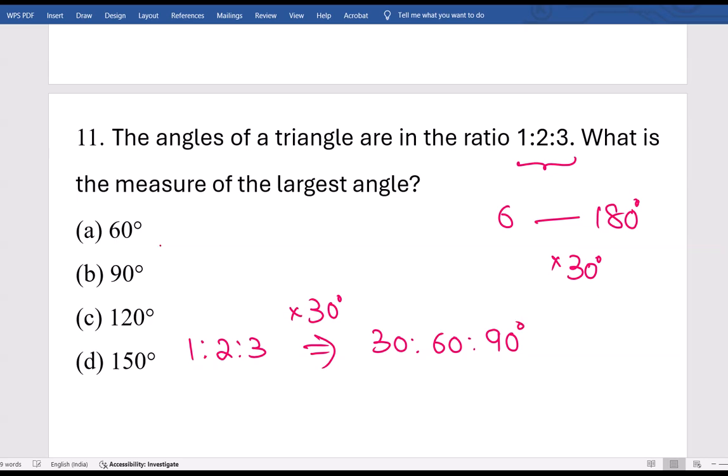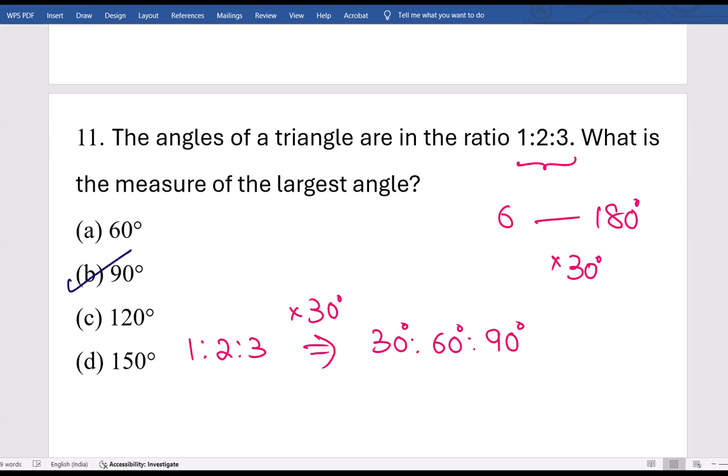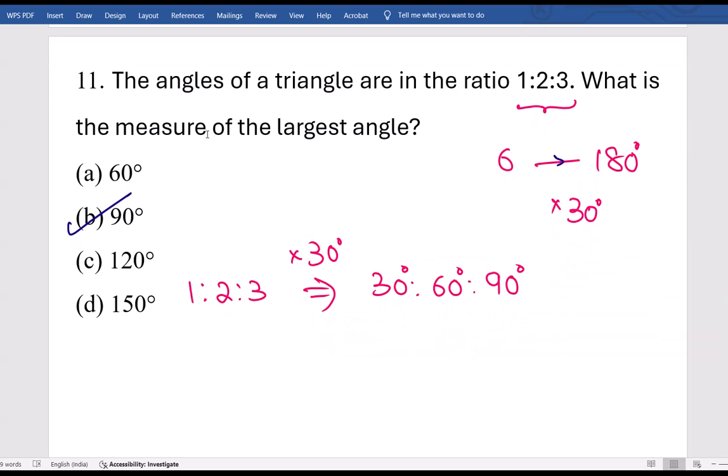So the largest angle is nothing but 90 degrees. Sum of interior angles is 180. We got here adding 6. 6 needs to be 180, which means we should multiply with 30. So basic questions, yes. First we'll see all the basic levels. Slowly we'll increase the difficulty. We have 80 plus questions in the first phase. Then if time permits, we'll go for more.